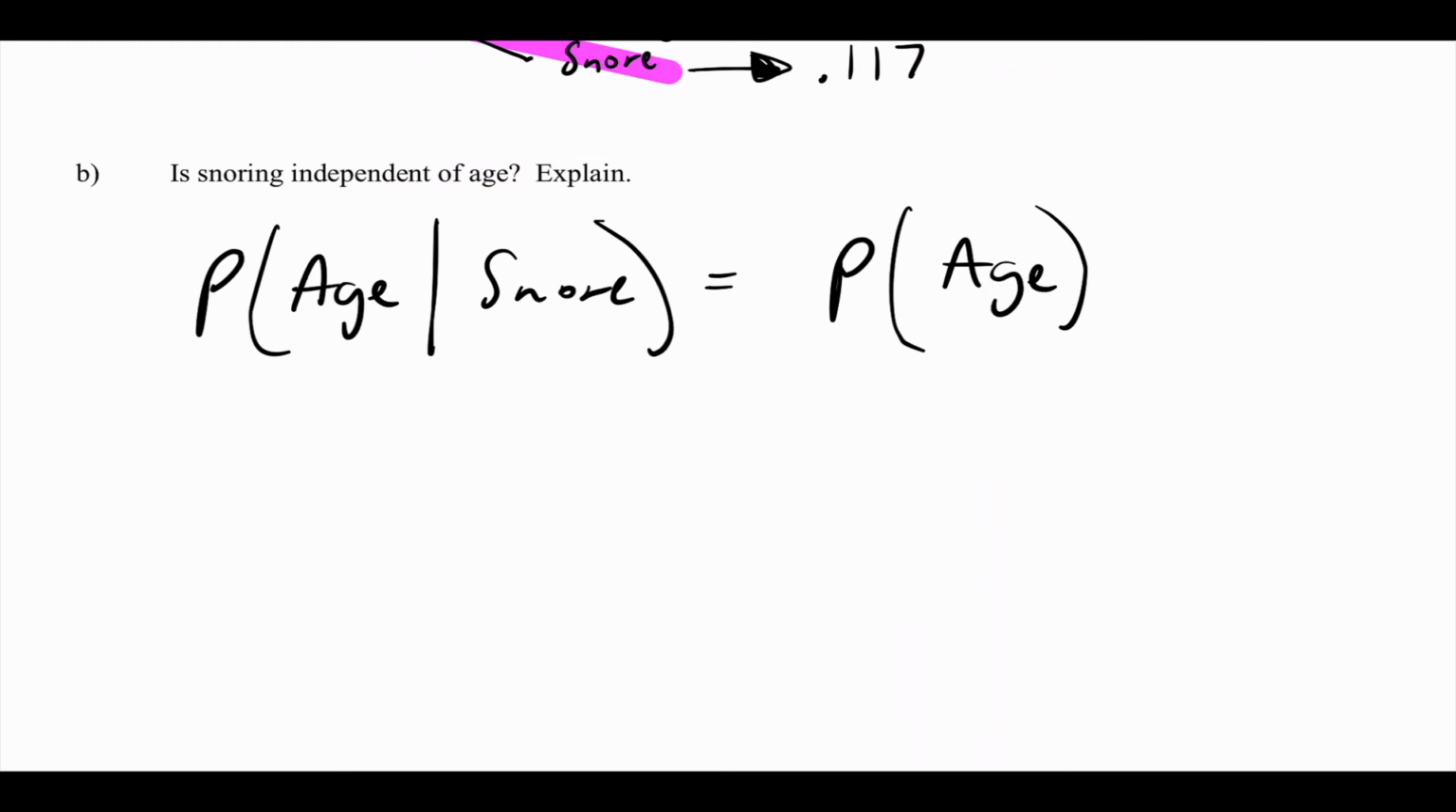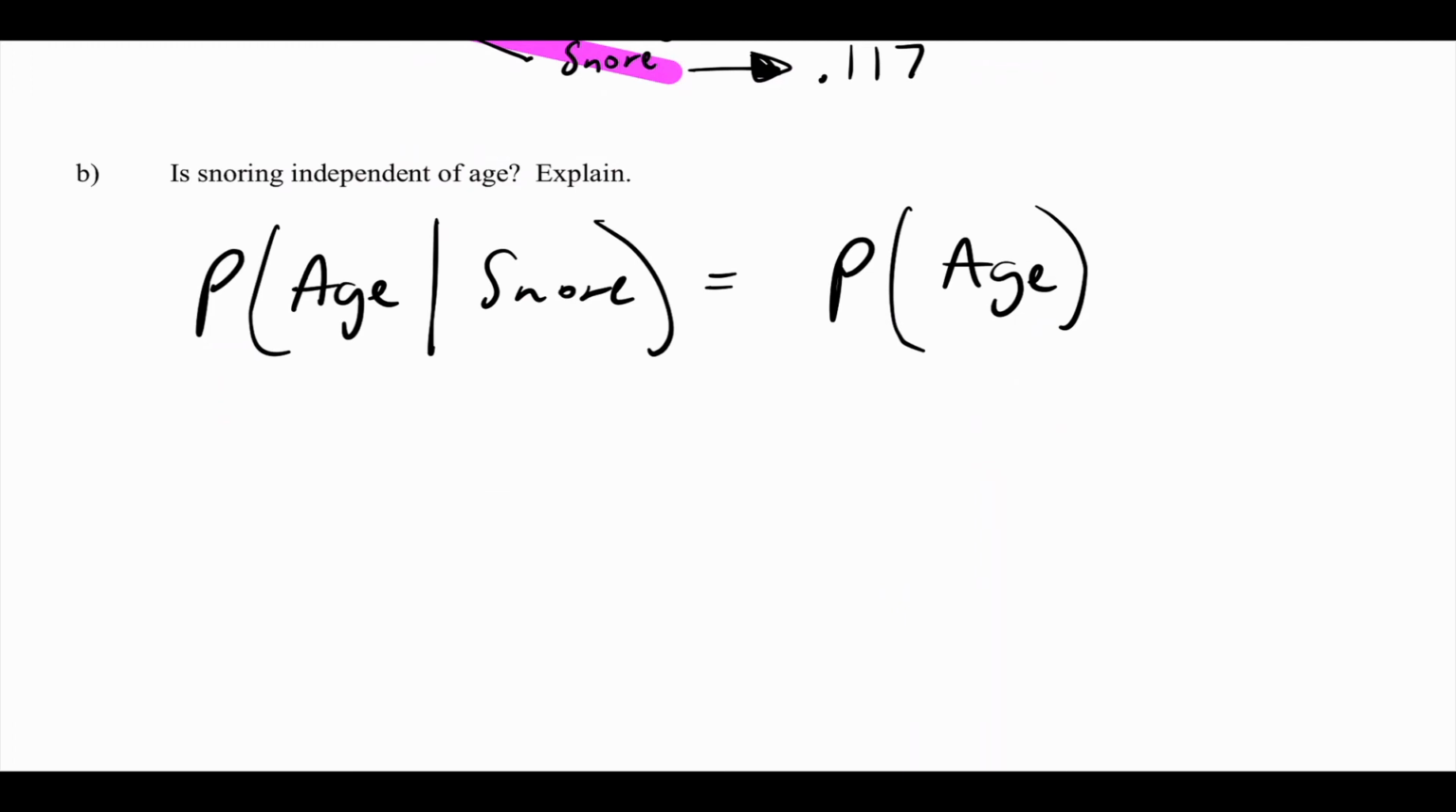Age, I have two ages, over 30, under 30. Which one do I use? It doesn't matter. It does not matter which one you use. Same thing, snoring. I have snorers and I have non-snorers. Which one do I use? It doesn't matter. Just make sure you're consistent.